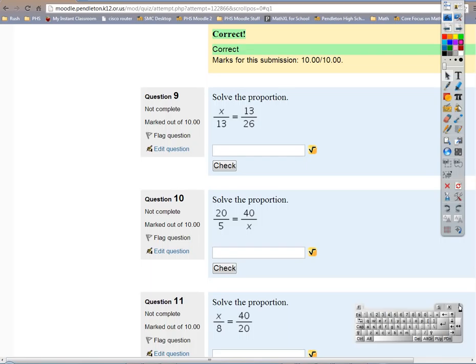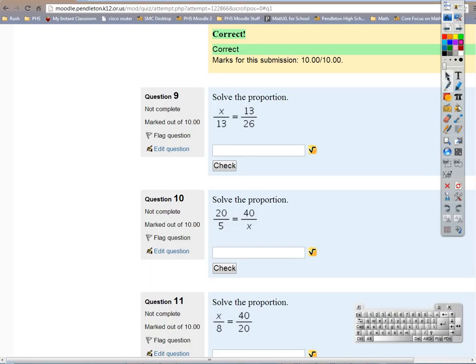This time we can't really cross cancel, because we can only cross cancel when we're multiplying stuff. If I've got an equation with fractions on both sides, then that's when I want to cross multiply. And the advantage of that is that I'm going to turn this from a fraction equation, which we don't like, into a non-fraction equation, which we do like.